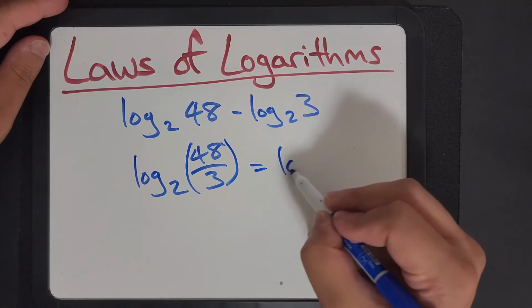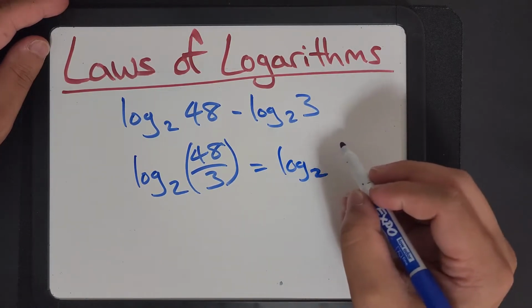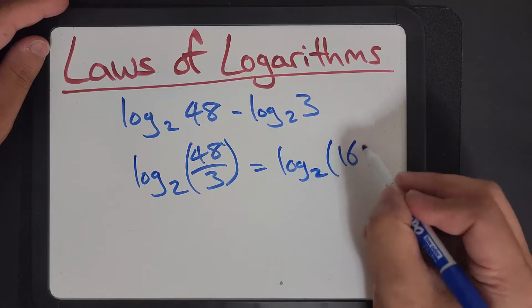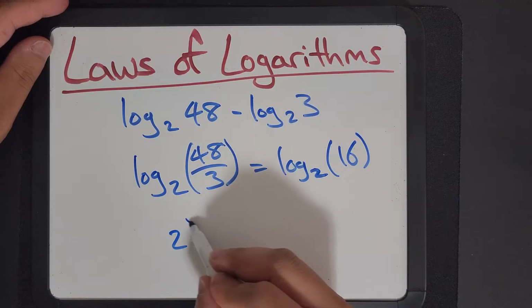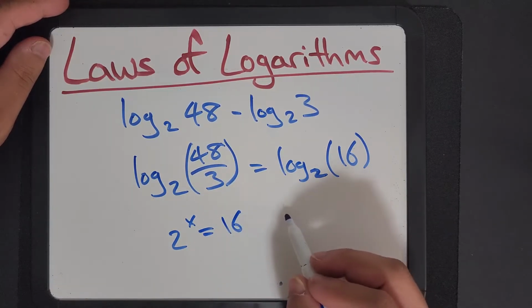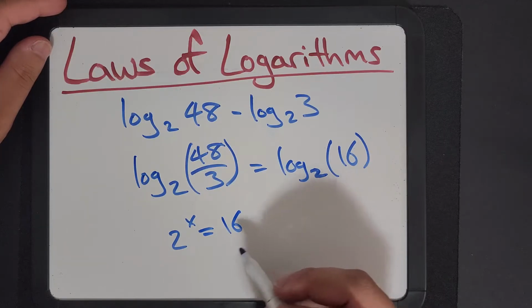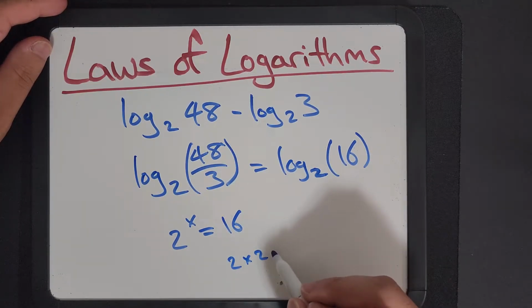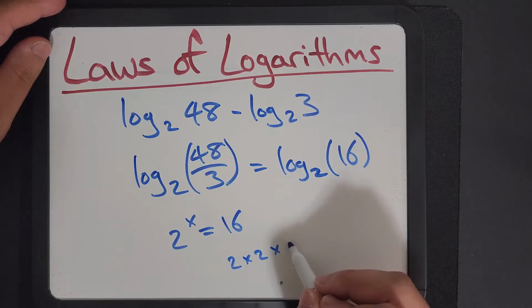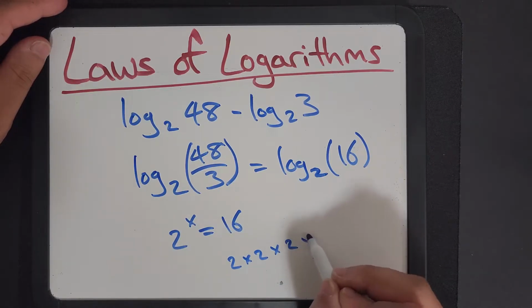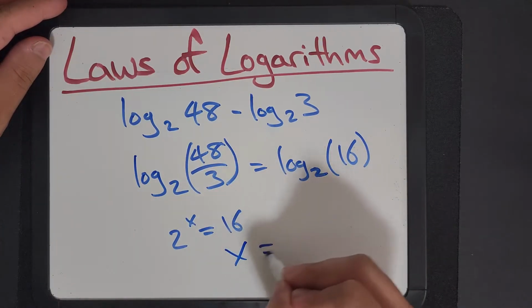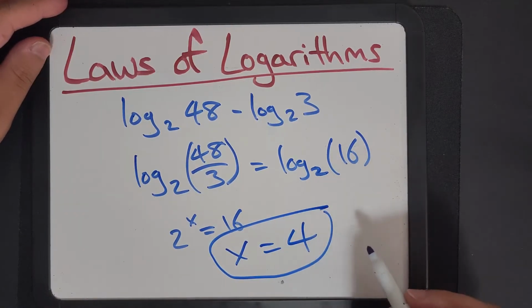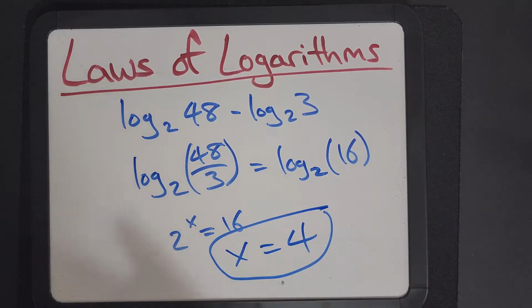which means I have log base 2 times 16, and I know that 2 to the x should give me 16, so I guess that's 2 times 2 is 4, times 2 is 8, times 2 is 16, so x equals 4. I should have been able to do that quicker in my head.